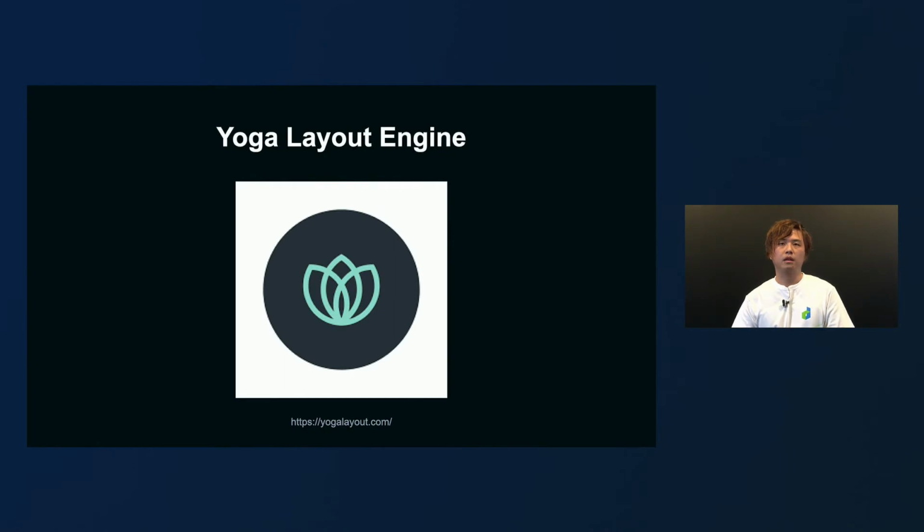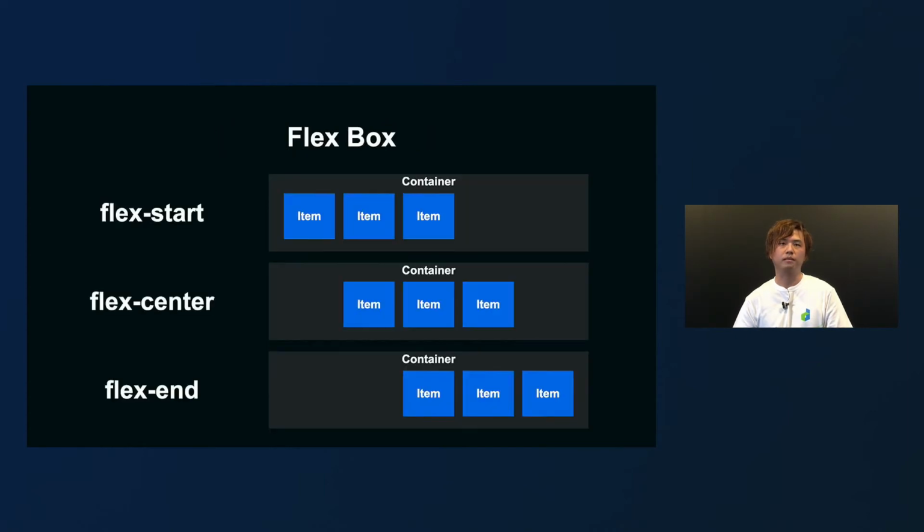Now let's turn to implementation. To achieve these features, we've adopted the Yoga layout engine provided by Facebook. Yoga Layout Engine is an open-source layout engine that has an API that works like the CSS Flexbox. Facebook has adopted this as a React Native rendering engine. Based on this Yoga Layout Engine, we've created a framework that allows us to write layout information using JSON.